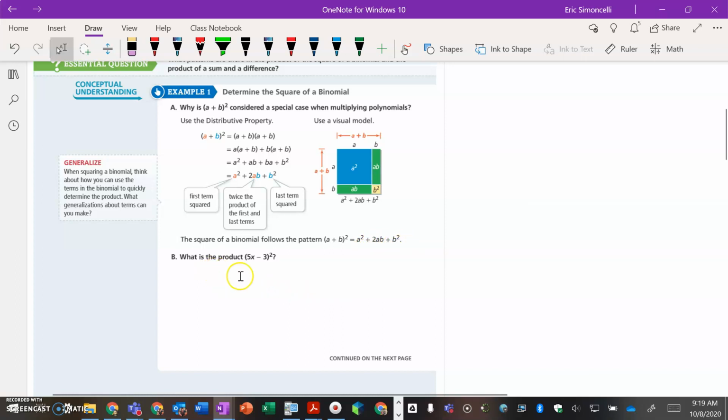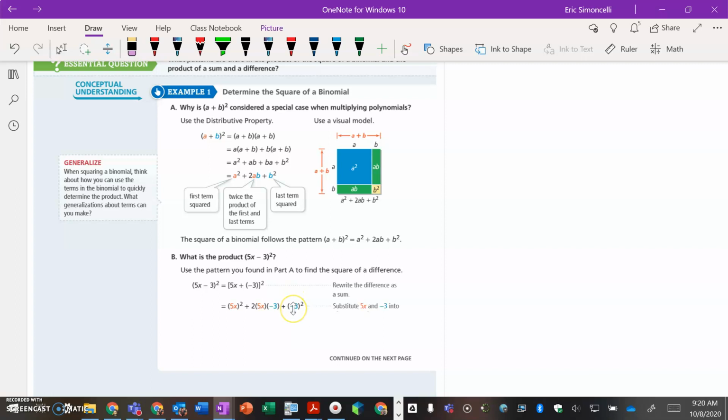So for part B, what is the product of 5x minus 3 quantity squared? Well, we see here it's a binomial squared. So use the pattern we found in part A to find the square of a difference. We're going to take 5x minus 3 squared and rewrite it as 5x plus a negative 3 squared, rewriting the difference as a sum.